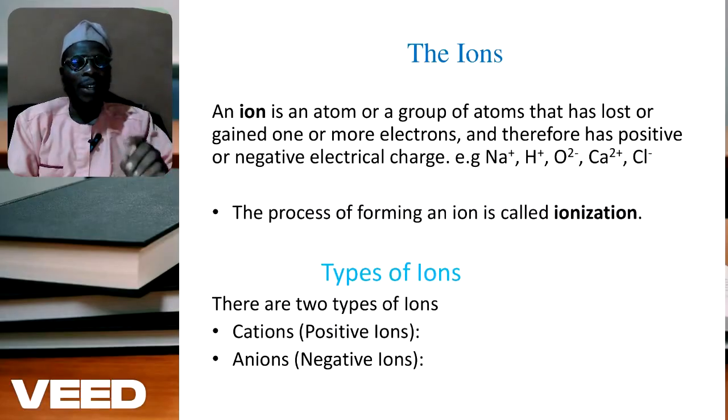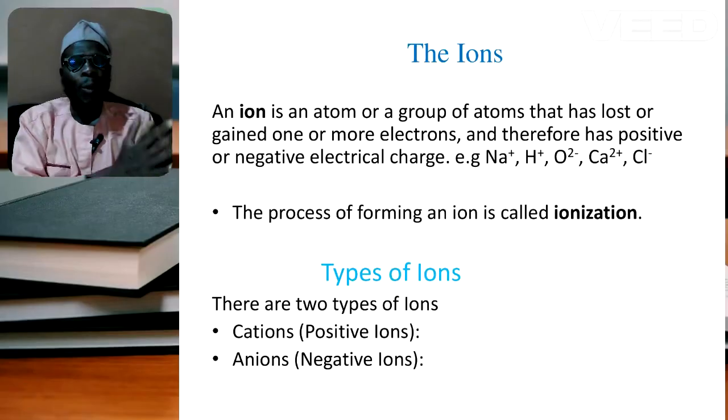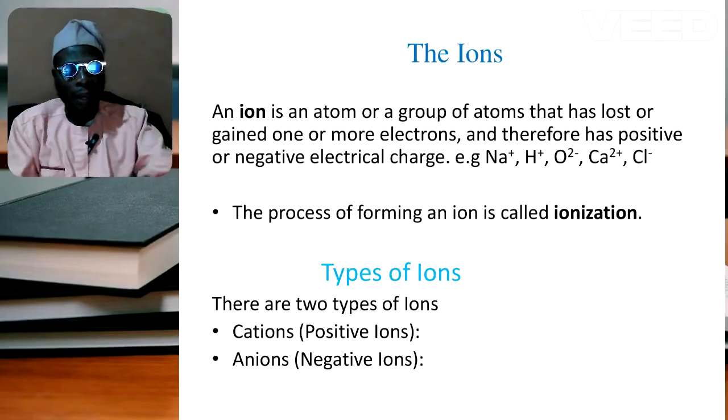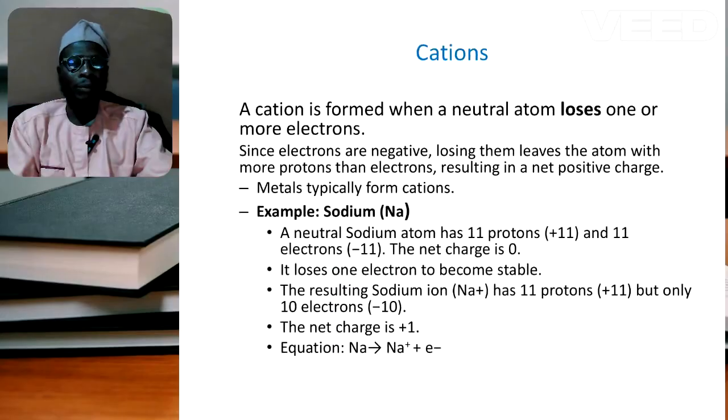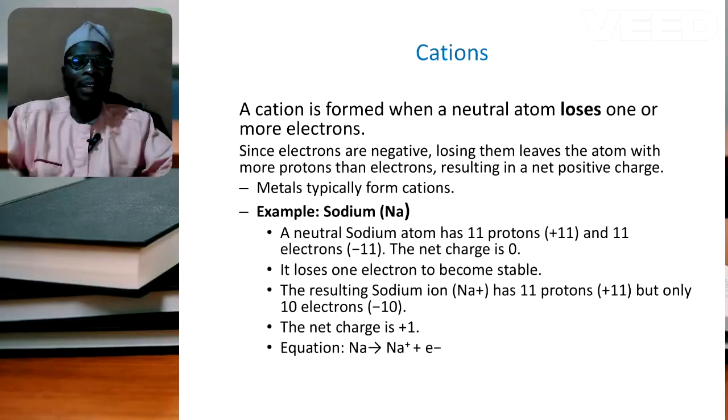So the process of forming an ion is called ionization. There are 2 types of ion: positive ion and negative ion. The positive ion is also called a cation, while the negative ion is called an anion. So let's take them one by one now.